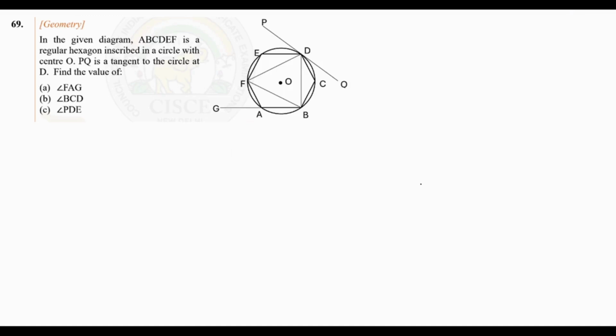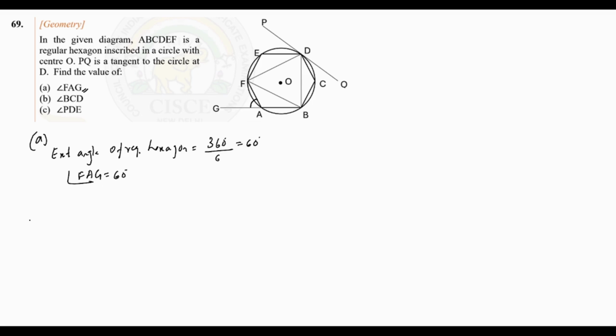Clear, children? So now let's move to the next question. In the given diagram, ABCD is a regular hexagon. You are supposed to find out FAG. So the hexagon is inscribed in a circle, children. Okay, so now you know that to find FAG is nothing but the exterior angle of a regular hexagon. So you know that the exterior angle of a regular hexagon is given by 360 divided by n. N is 6 over here. So you'll get it as 60 degree. So angle FAG is equal to 60 degree.